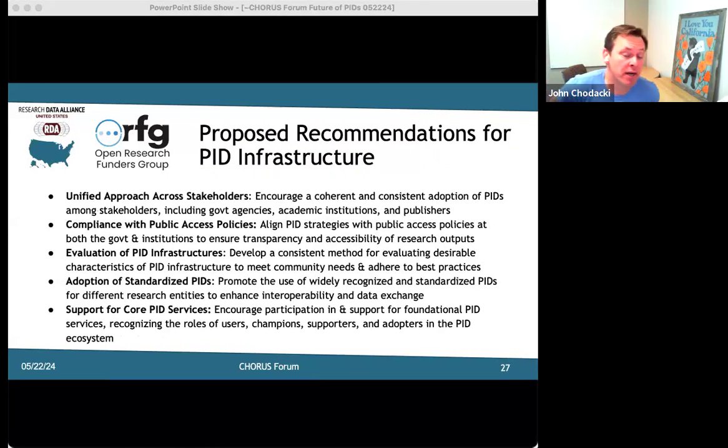So with that in mind, the recommendations that built from that within our working group were really about trying to make sure that we are building consistent and clean PID infrastructure within the US context and supporting that. And our recommendations were built in the report you can find on Zenodo.